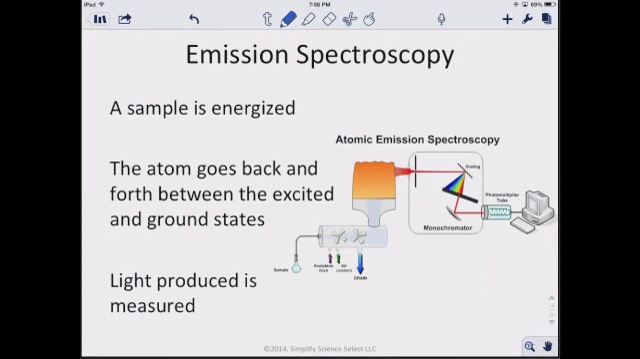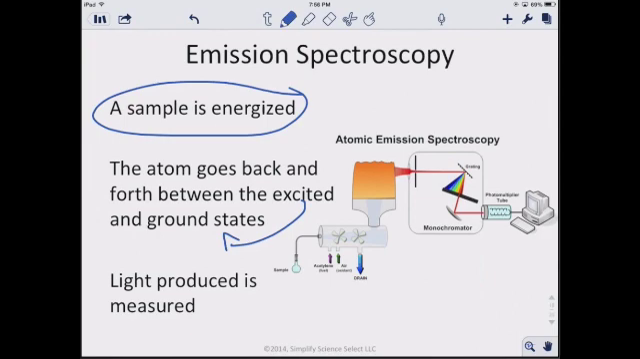And what happens when they actually do this is the sample is energized. They're putting energy into the sample, just like what we did. We put energy into the sample by heating it up. You could also put energy into the sample by exposing it to light, but we just heated it up in the lab. The atom goes back and forth between the excited and the ground state. And remember, when it goes from excited to the ground state, light is produced, and the light produced is measured.